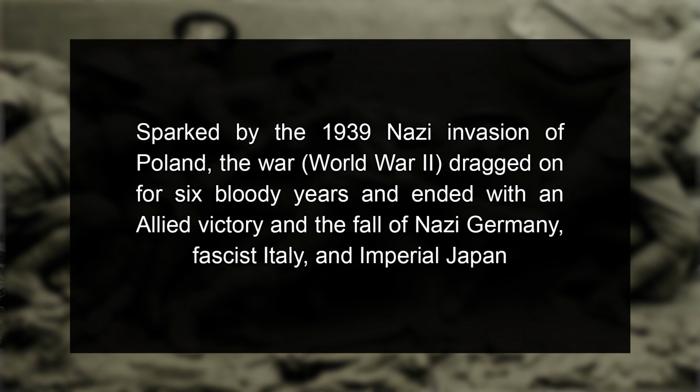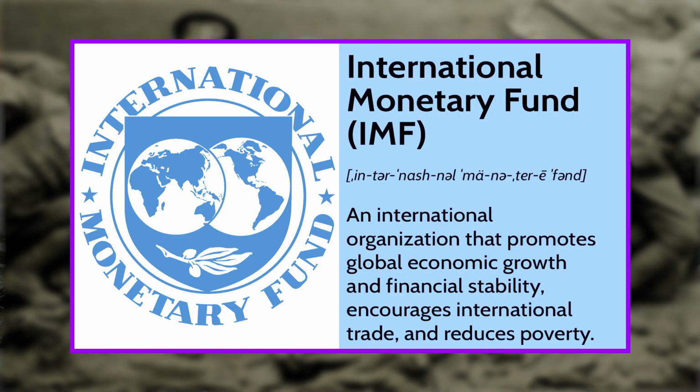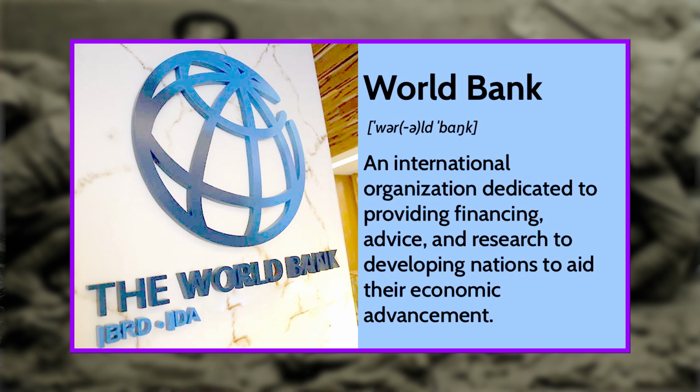Sparked by the 1939 Nazi invasion of Poland, the war dragged on for 6 bloody years and ended with an Allied victory and the fall of Nazi Germany, Fascist Italy, and Imperial Japan. Allied nations created a new international order and institutions such as the United Nations Organization, the International Monetary Fund, and the World Bank to manage economic and political global relationships.